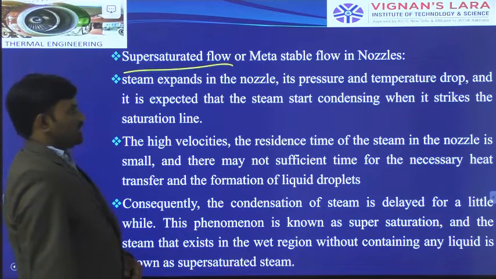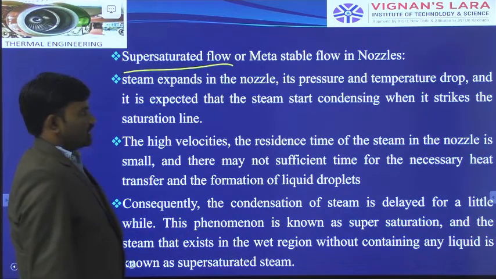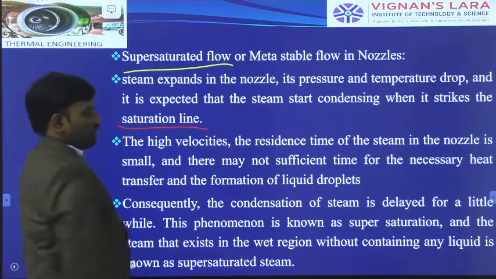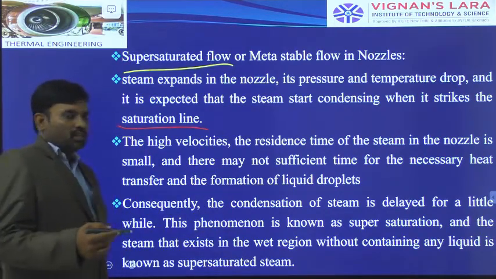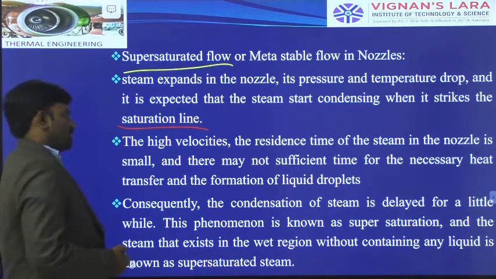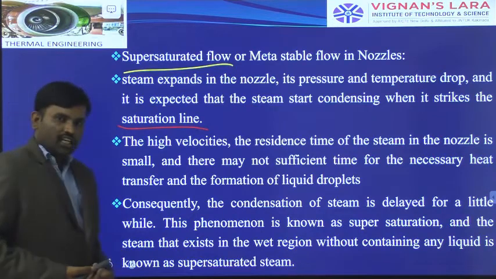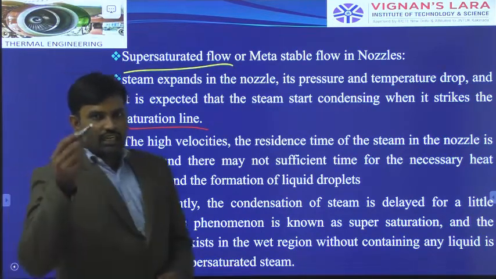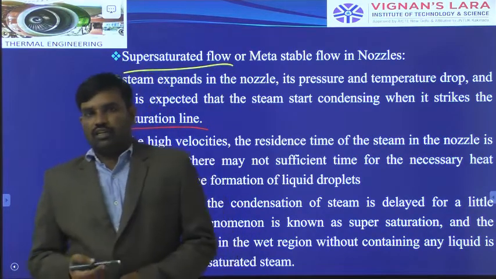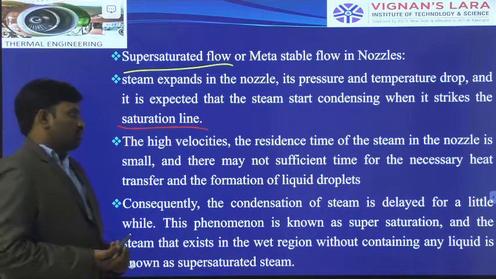Steam expands in the nozzle, its pressure and temperature drop, and it is expected that the steam starts condensing when it strikes the saturation line. After crossing the saturation line, it starts condensing in the theoretical manner. But in the actual case, generally it starts condensing after crossing the Wilson line. The gap between the theoretical line and the Wilson line gives the supersaturated flow of steam.